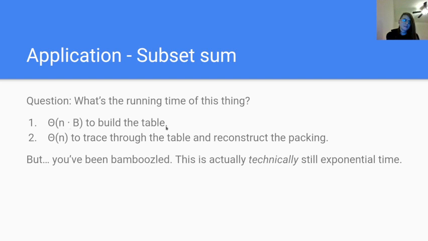Well, it's n times b to build the table, and it's to backtrace through it. You're only doing one thing per row of the table because you're always jumping up to the previous row.